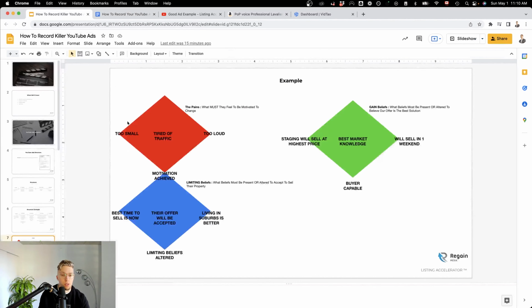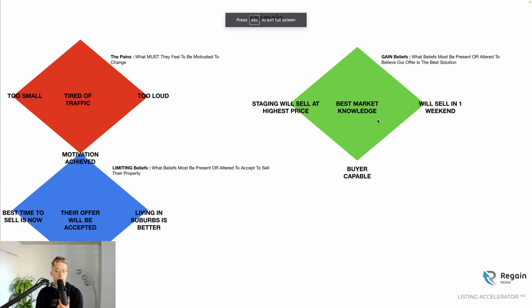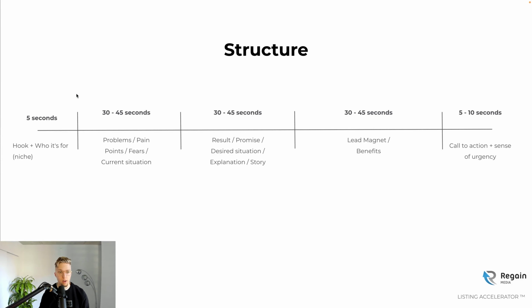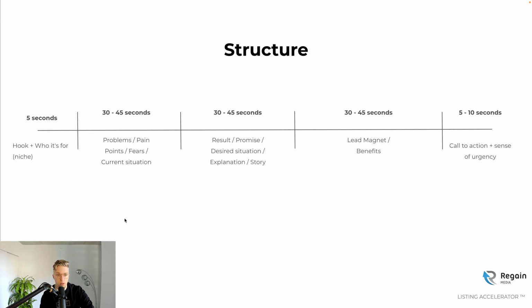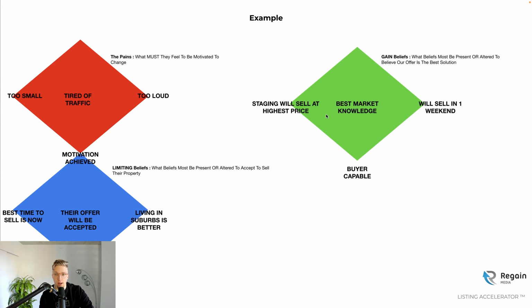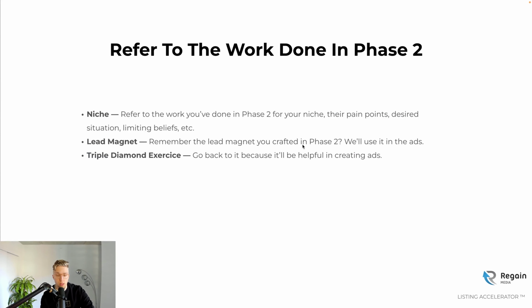Now, we talked about this in previous phases, but this is a triple diamond exercise, so you want to refer to it because it will give you ideas about the pain points. The pain points are here at the beginning, and then here, best time to sell is now. That's also limiting beliefs, so we're talking about it a little bit here as well. And then staging will sell at highest price. These three things right here, we talk about in the lead magnet as well a little bit. That's why we always refer to it. So like I said, refer to the work that you've done in phase 2 for the pain points and everything. And also remember the lead magnet you crafted in phase 2, because we're going to use it. Go back to it because it'll help you create successful ads.